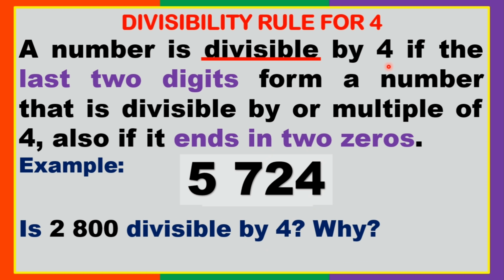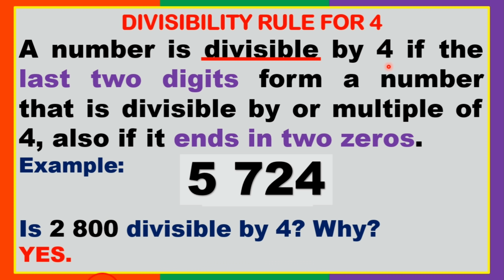Now, my question is, is 2,800 divisible by 4? Why? What do you think? The answer? Yes, 2,800 is divisible by 4. Why? Because look at the last two digits. It is composed of two zeros. Therefore, it is divisible by 4, or that number has a factor of 4.